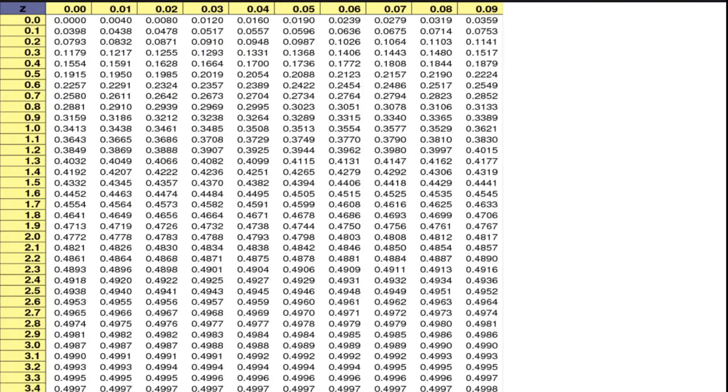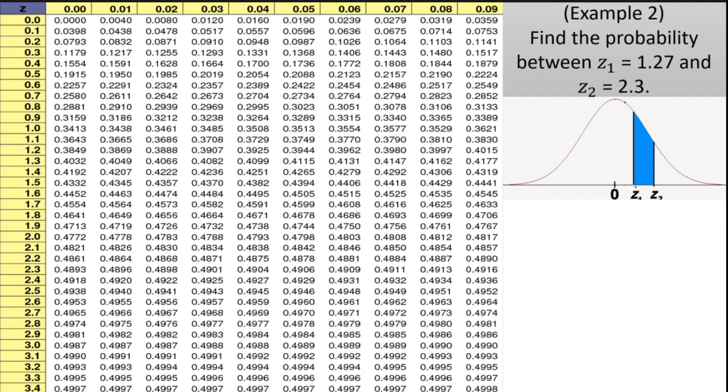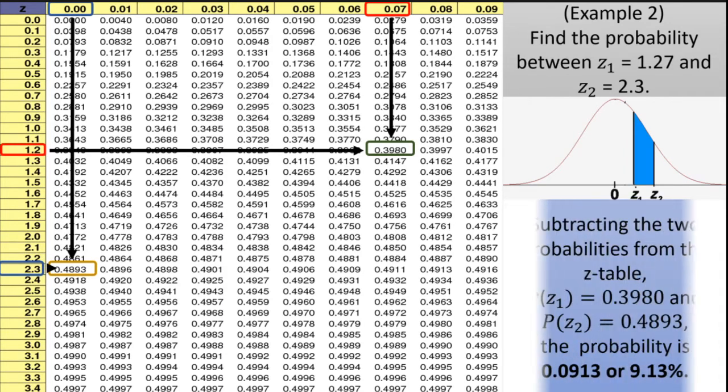Let's find the areas of the two z-values. The area of 1.27 is 0.3980, while the area of 2.3 is 0.4893. Subtracting 0.3980 from 0.4893 will give us 0.0913. Multiplying the difference by 100%, the normal probability between 1.27 and 2.3 is 9.13%. Let's proceed to the third situation.